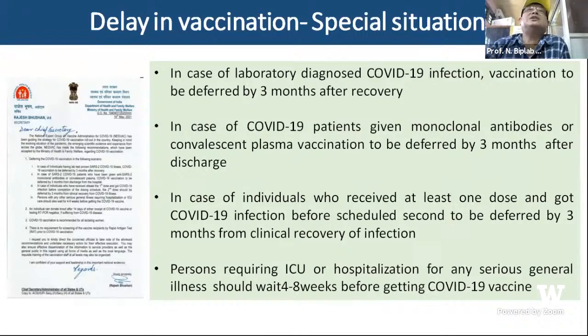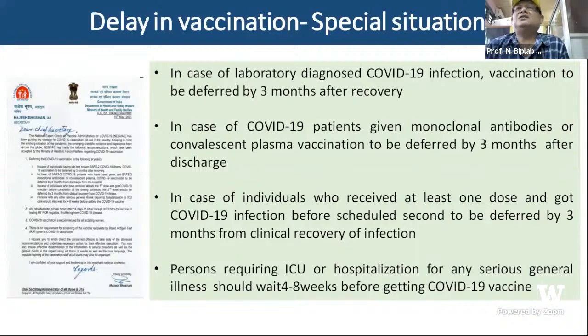There are certain situations where we need to delay the vaccination. In case of laboratory diagnosed COVID-19 infection, somebody has got the infection, then we need to defer the vaccination program for at least 3 months after the recovery. In case of COVID-19 patients who have been given monoclonal antibodies or convalescent plasma, they also need to defer the vaccination program by 3 months after the discharge.